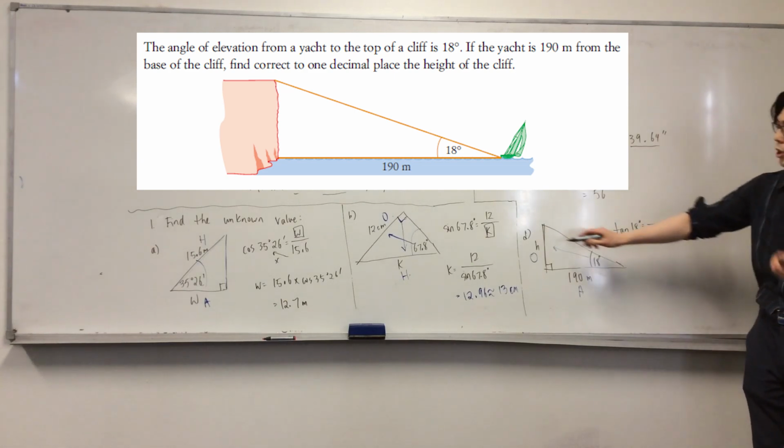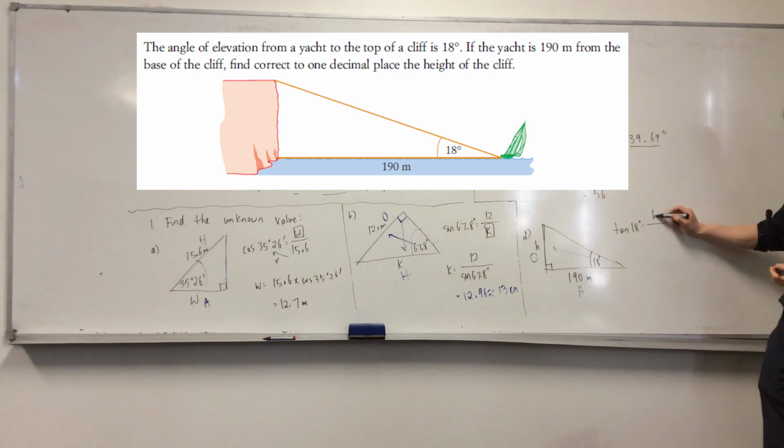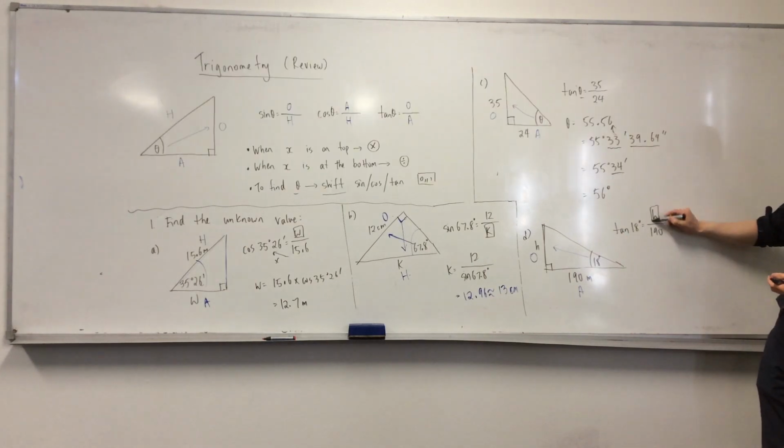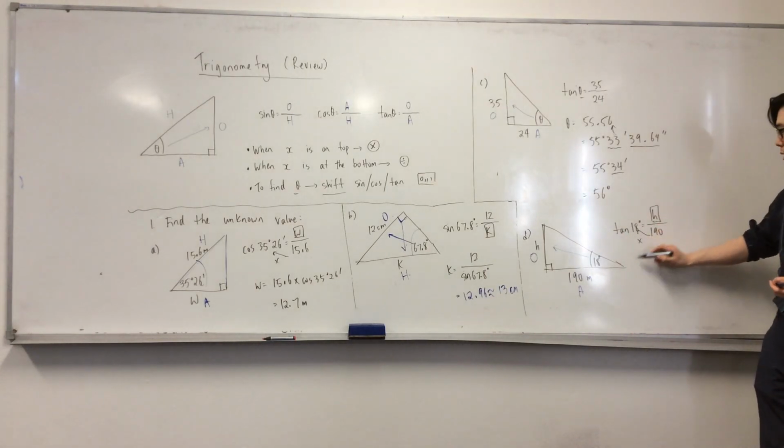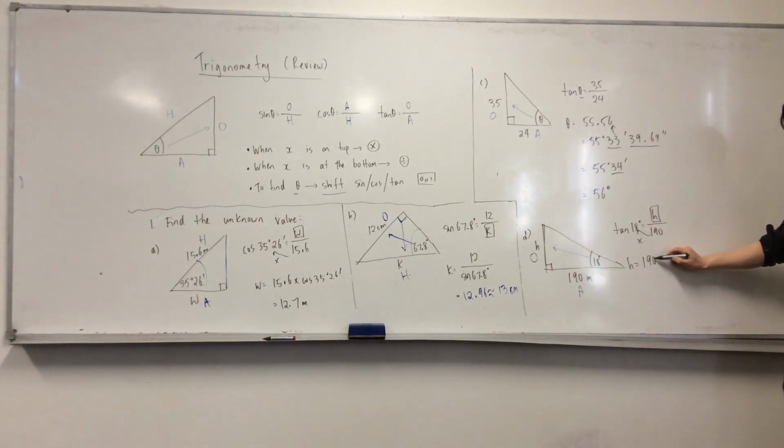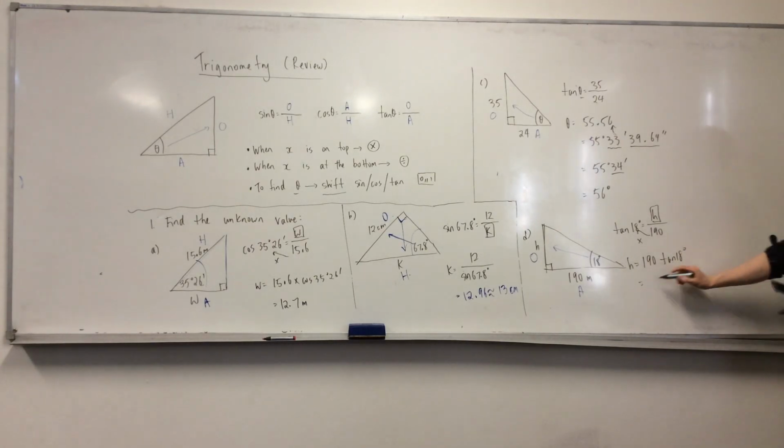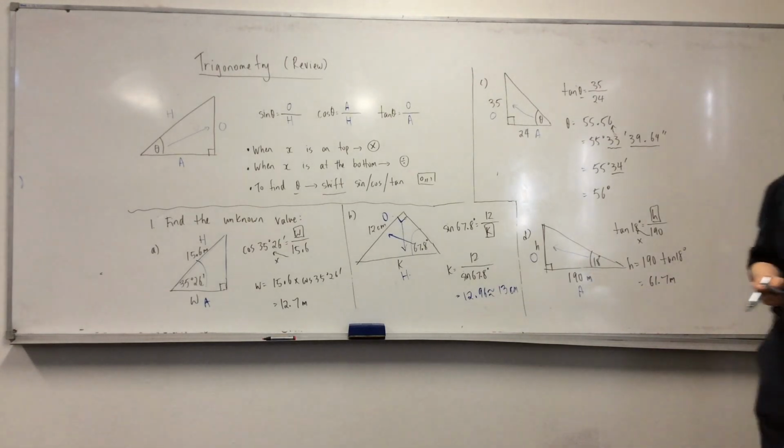What am I writing? The O over A? What's my O? H over 190. H over 190. Unknowns on top, so what do we do? It times across, so H is equal to that. Girls, when it comes to timesing, you actually don't have to write the times sign in between. You can just write the number and the trig ratio together like that. 61.7. Okay, so that's how you do an angle of elevation problem.